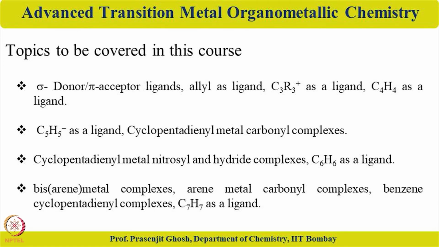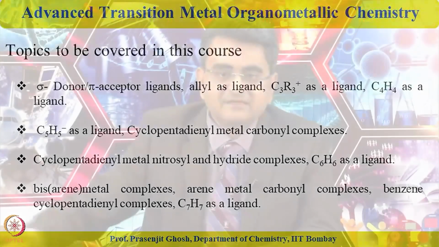These are the hallmark of transition metal organometallic chemistry, where ligands are not just spectator entities which just donate electrons onto the metal, but in the process can also absorb electron density back from the metal, and that gives rise to these famous pi acceptor attributes of these transition metal organometallic compounds. So we are going to look at allyl ligands, C3R3+, C4H4 ligands, then the famous cyclopentadienyl ligands, C5H5-, nitrosyl and the hydride complexes. We are going to look also at benzene transition metal complexes as well as the C7H7 ligands, C8H8 ligands, and their metal pi complexes of heterocycles.